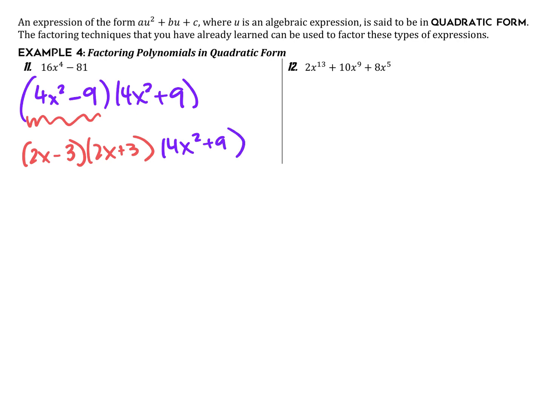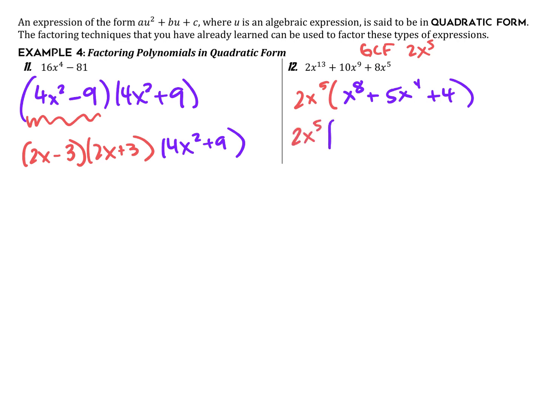9. On number 12, the first thing that I notice is that there's a greatest common factor of 2x to the fifth. If I factor that out, I'm going to have x to the 8th plus 5x to the 4th plus 4. And even though this looks a little different with my x to the 8ths and my x to the 4ths, the idea here is still just like factoring a quadratic.